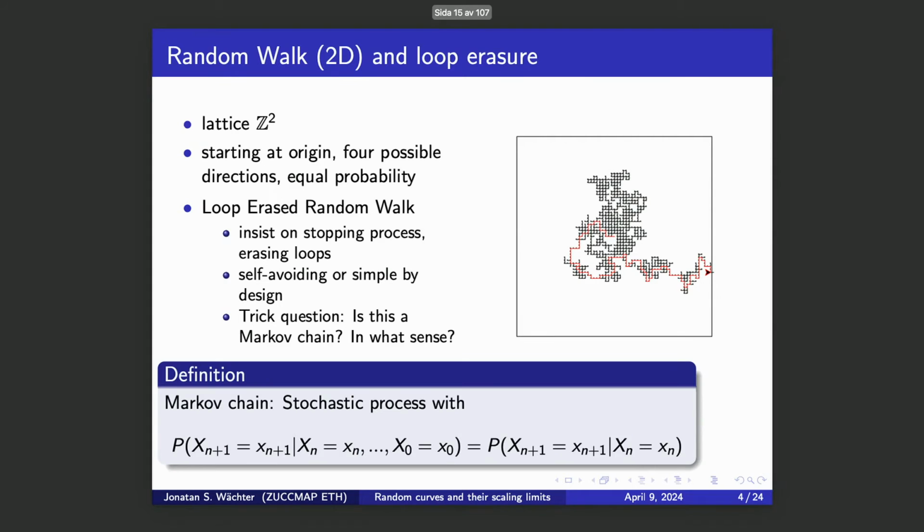And the trick question for you now is, in what sense is this latter process, the loop erased random walk, also a Markov chain? A Markov chain is a stochastic process which satisfies the Markov property, that the transition probability in some way only depends on the previous time step, right? And then it's also a question of what these x_{n+1}s are. What is it actually that these are?